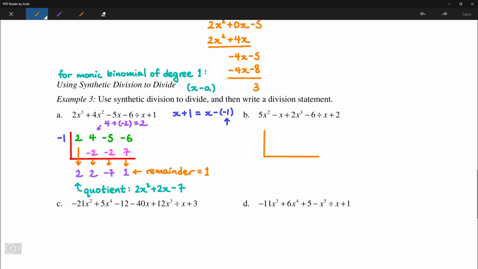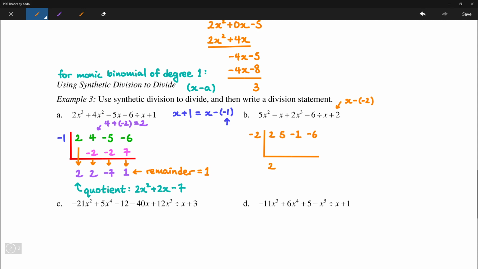So in this case, notice that the terms are not written in descending order. So the first term is actually 2, and then 5x squared, and then negative 1x, and then minus 6. All right. And also here, x plus 2 is really x minus negative 2. So the number that we're going to place on the left-hand side of the bar is negative 2. And from there, the process is the same. 2 carries down to the bottom, the first coefficient.